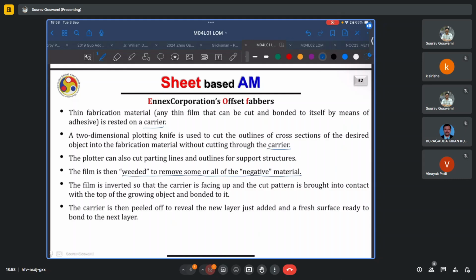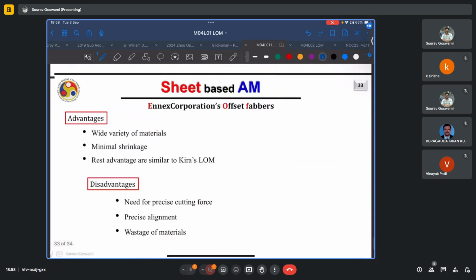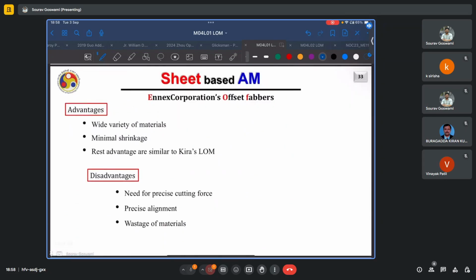The film is then inverted with the carrier plate, so the carrier is facing up, and the cut pattern is brought into contact with the top of the growing object and bonded to it using some adhesive. The carrier is then peeled off to reveal the new layer, and a fresh surface is ready to bond to the next layer. It can work with a wide variety of materials and has minimal shrinkage since there is no heating or sintering step involved. The other advantages and disadvantages are similar to LOM.